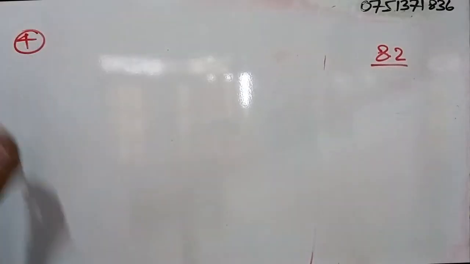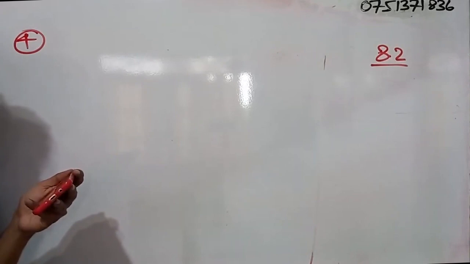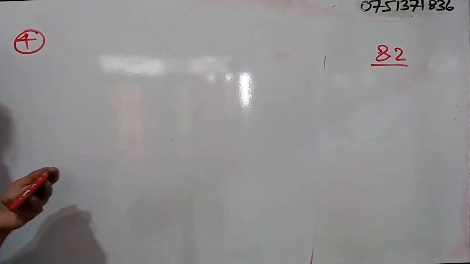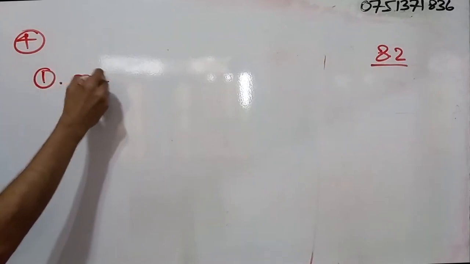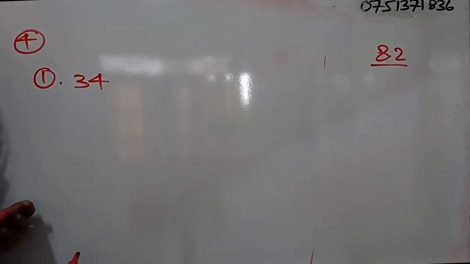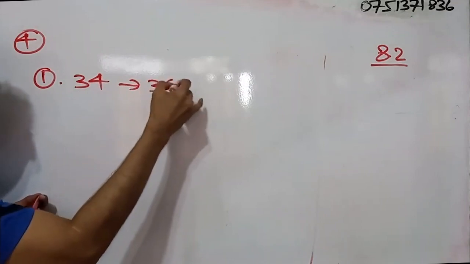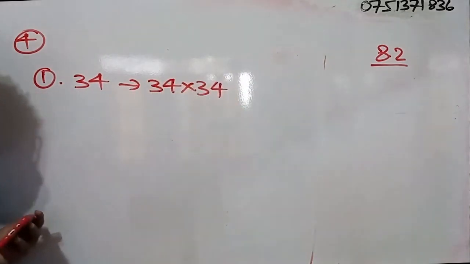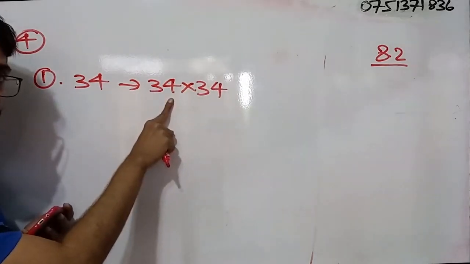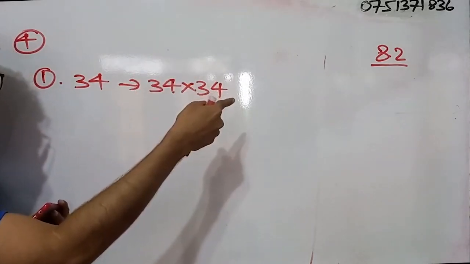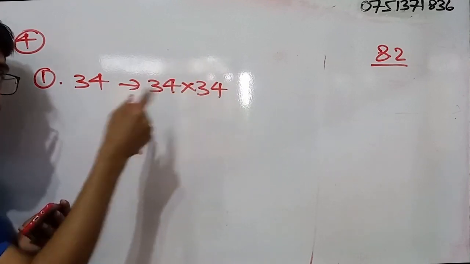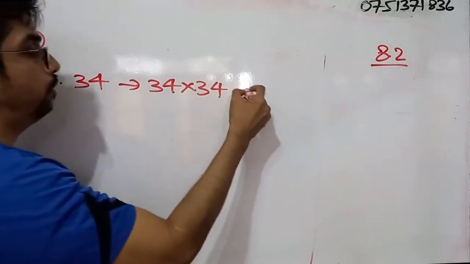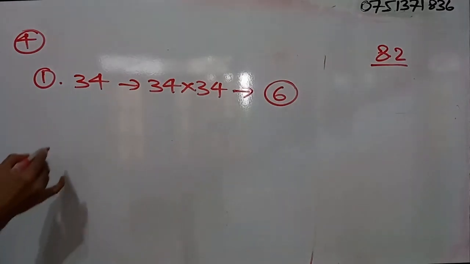Right. Question number 4. Observe the digit in the units place of each of the numbers given below and write the digit in the units place of their respective squares. Right. So if we take part 1, we have what? 34. Right. So square means what? We have to multiply 34 by 34. The digit on the ones place is what? 4. 4 into 4, we know that is what? 16. Therefore, when we multiply these numbers together, what is the digit on the ones place? It will be 6.